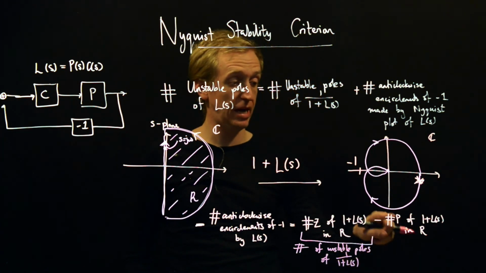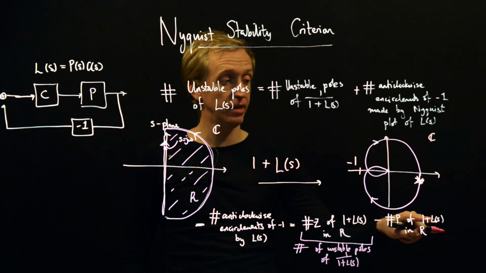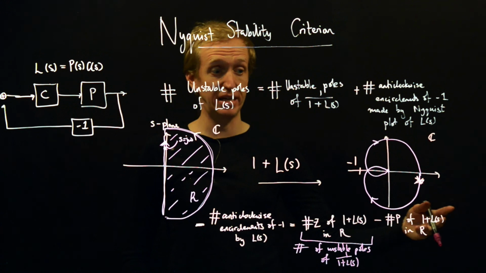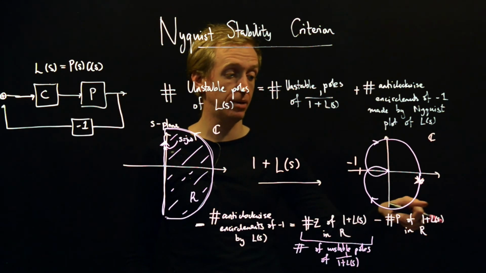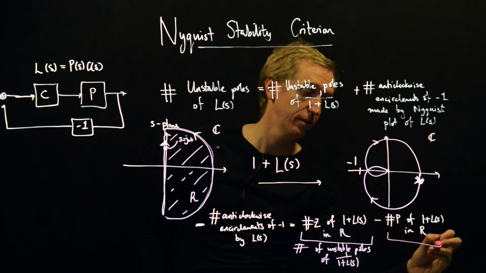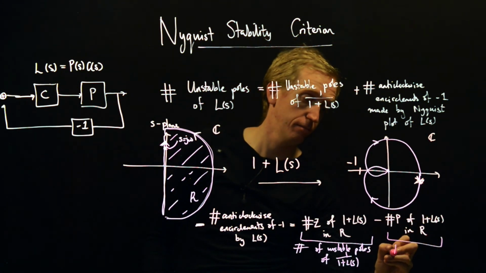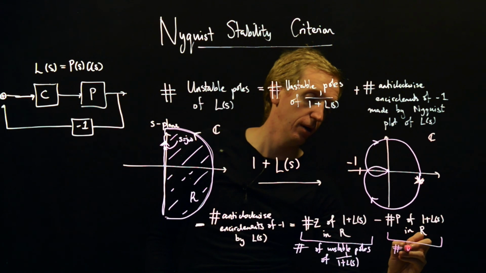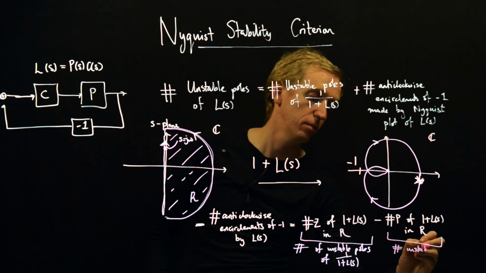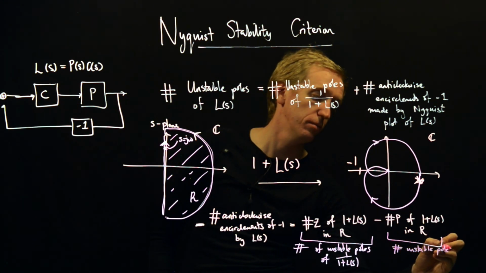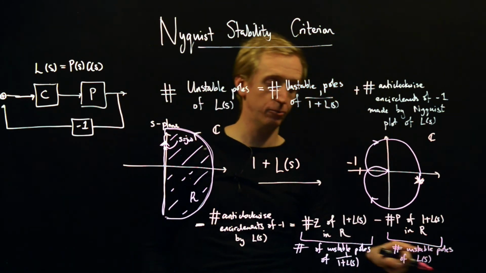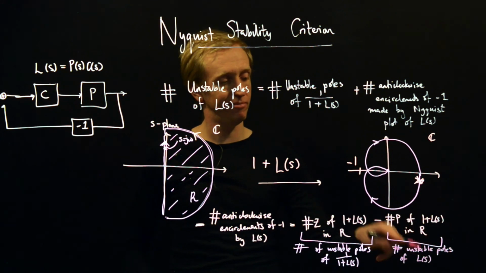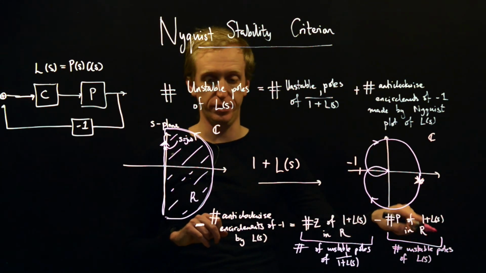And similarly, how about the poles of 1 plus L of S? Well, the denominators of L of S and 1 plus L of S are the same. So if a number is a pole of L of S, it's also a pole of 1 plus L of S. So this is the number of unstable poles of L of S. And again, we just need to bear in mind that unstable here means poles in this region R.